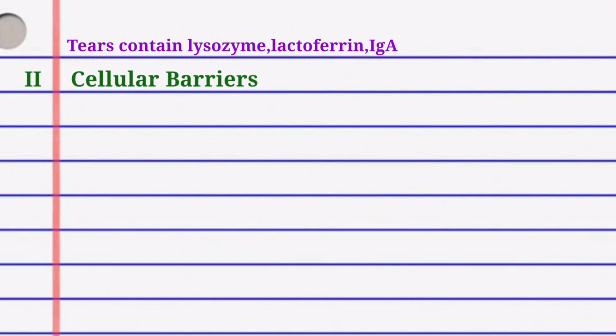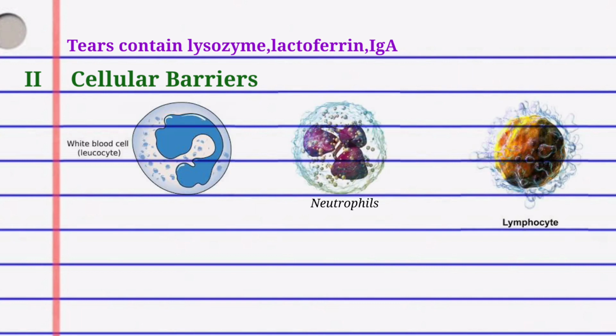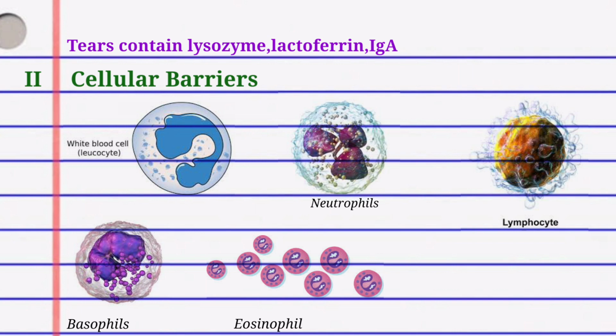Cellular barriers. In spite of physical and physiological barriers, certain pathogens manage to enter our body. The cells involved in this barrier are leukocytes, neutrophils, lymphocytes, basophils, eosinophils, and monocytes. All these cells are present in the blood and tissues.